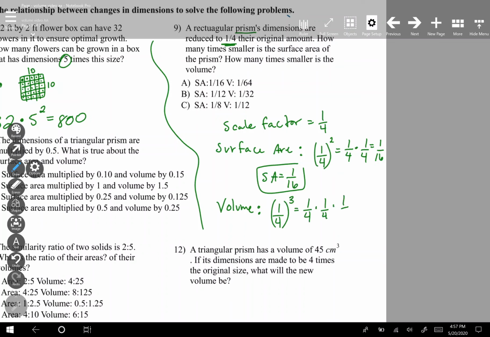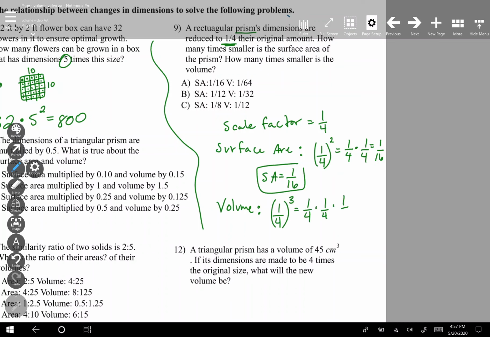Okay? That's all you've got to do on those ones. Just surface area, take the scale factor and you square it. Volume, take the scale factor and you cube it. Cubing means raising to the third power.